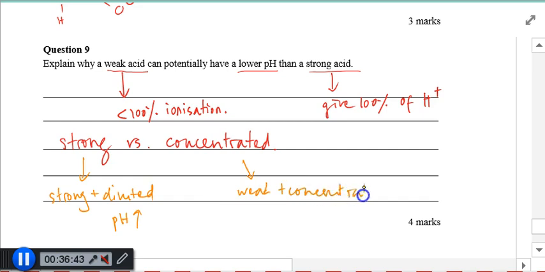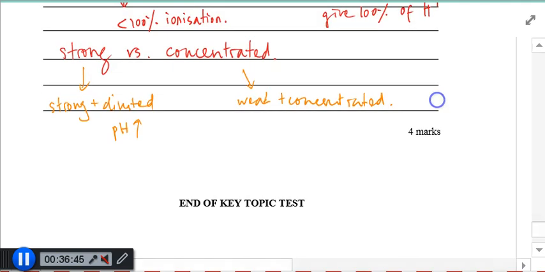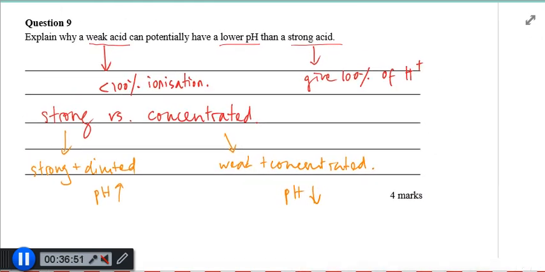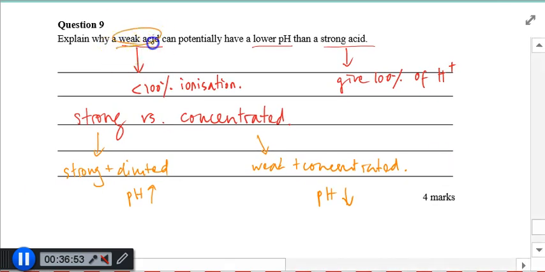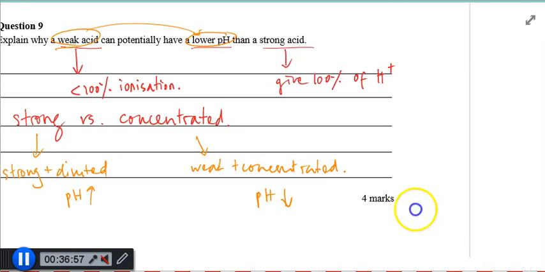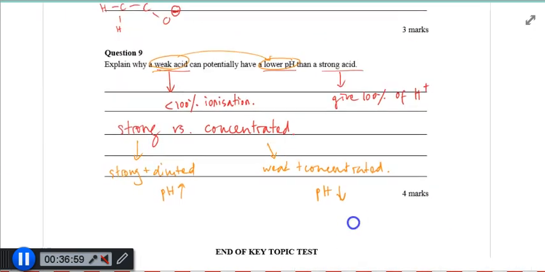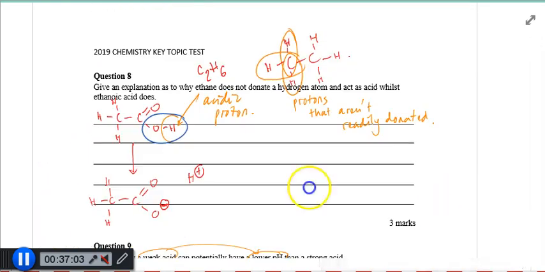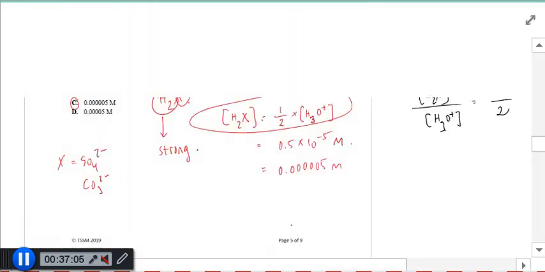With a weak concentrated acid, you could have significant amounts of protons in solution, so therefore have a lower pH. And as a result, this here is where you can have a lower pH weak acid compared to a strong acid. So you just turn all of this into wordy words and it'll be good. Okay, so that's the run through. Hopefully that helps there.